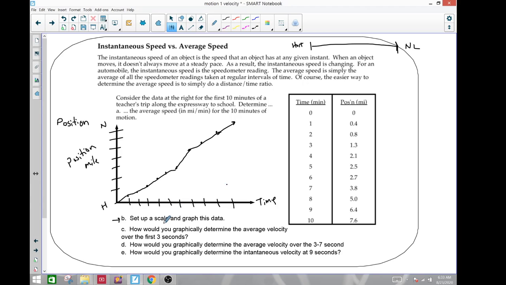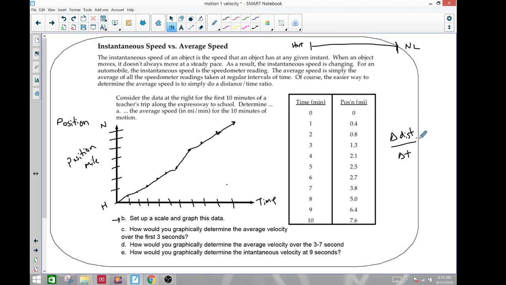Okay, what it says, how would you graphically determine the average velocity over the first 3 seconds? Okay, so to do this, what you would do is, so it says velocity first of all. We're going to add some things in here. Okay, so what is velocity? So velocity is your change in your distance divided by the change in your time.